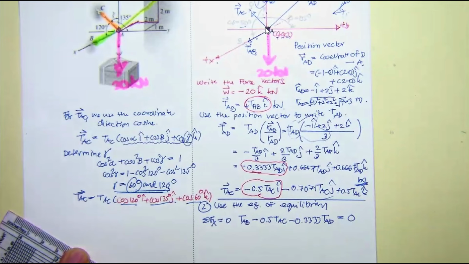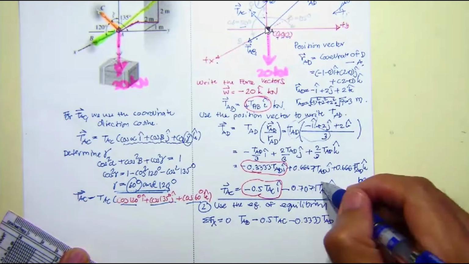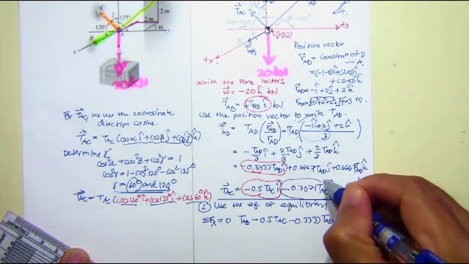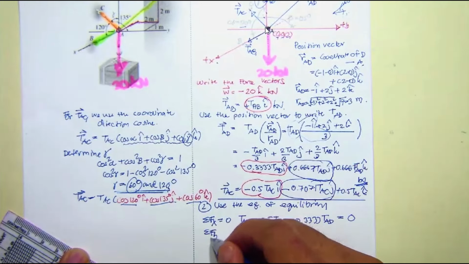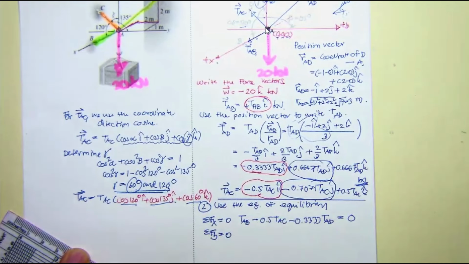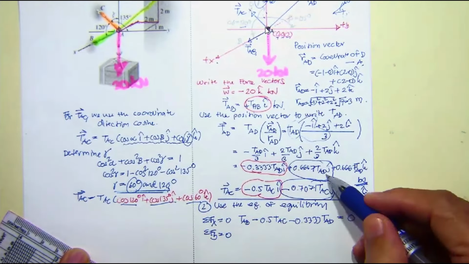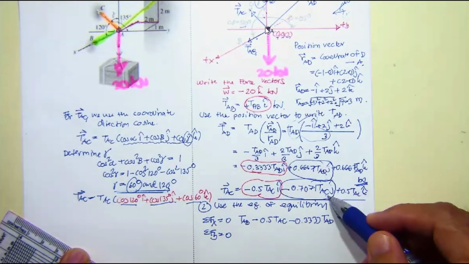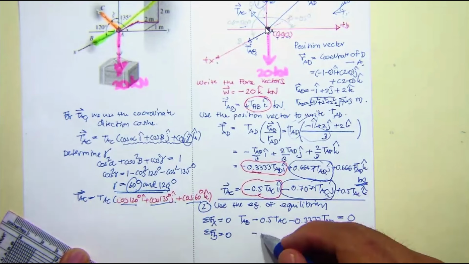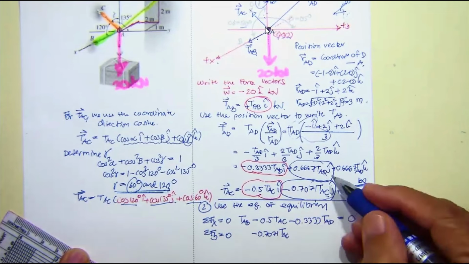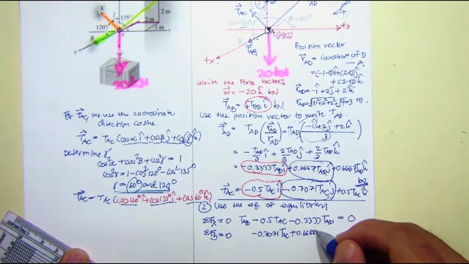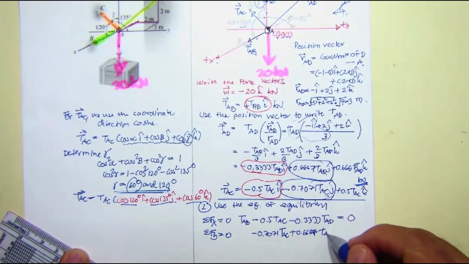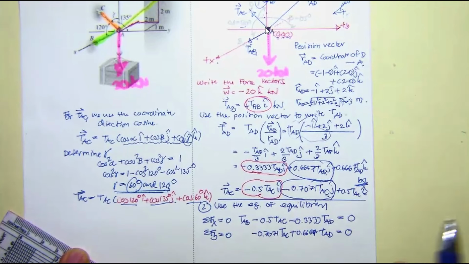Then you move to the second one for the J. For the J, that's going to be the summation of F sub Y equal to 0. J has only two components, for AC, minus 0.7071 T sub AC, and this one plus 0.6667 T sub AD equal to 0.